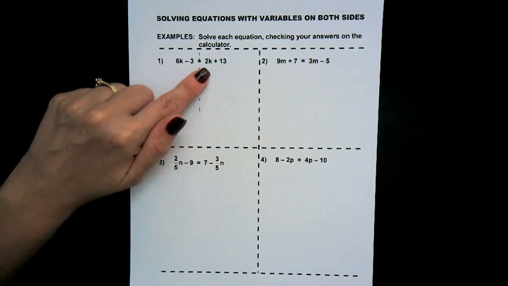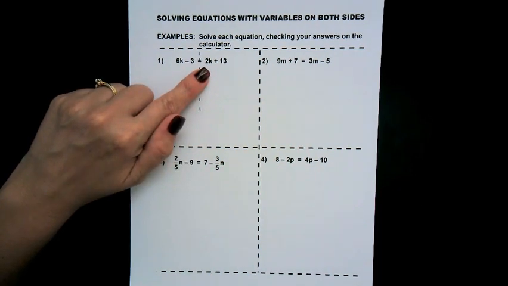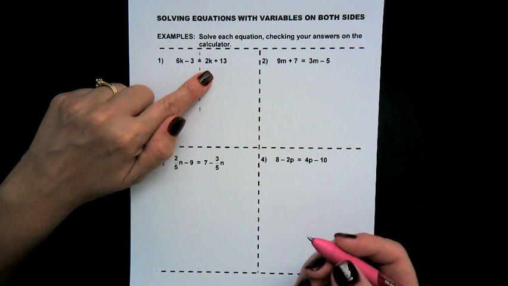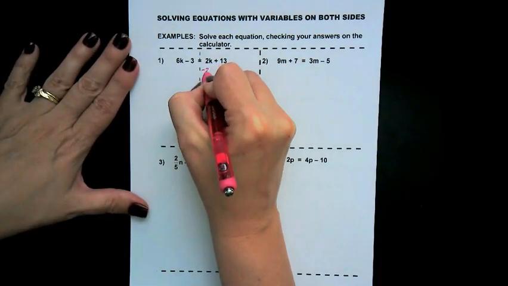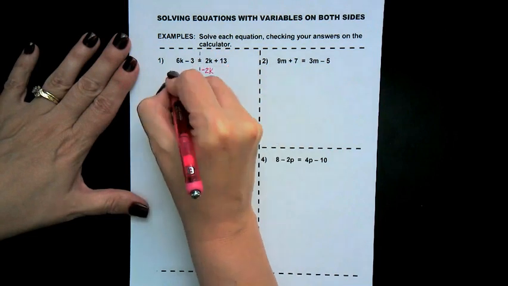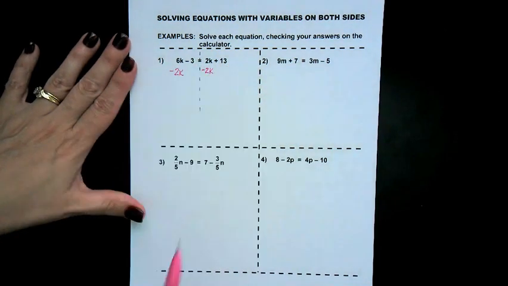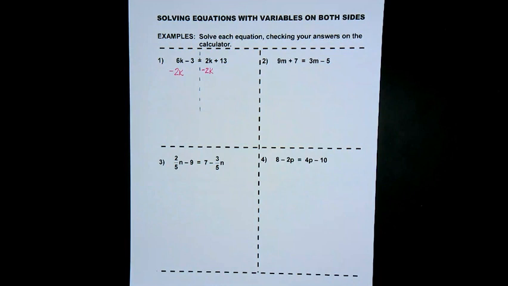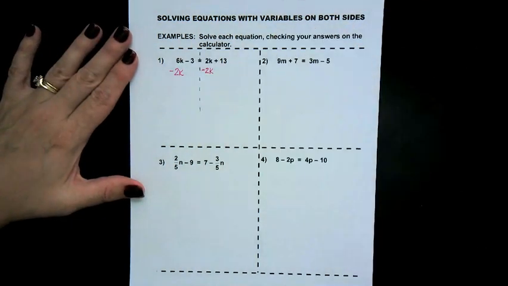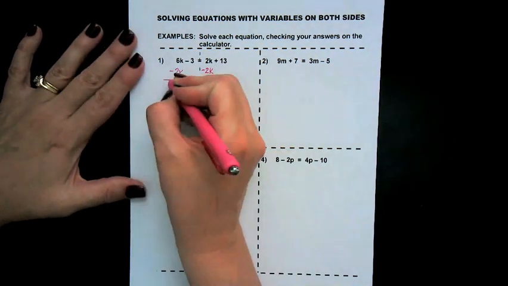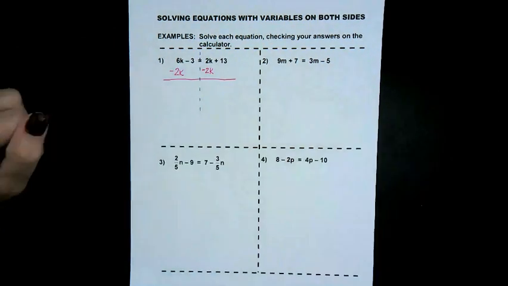You may ask, how are you going to move the 2k? Well, I see the 2k as being added, so I'm going to do the opposite of that. The opposite of adding 2k is to subtract 2k. And I hope you notice I did it to both sides of the equal sign, and I lined it up underneath the k terms. That's important because we have like terms when we combine them.